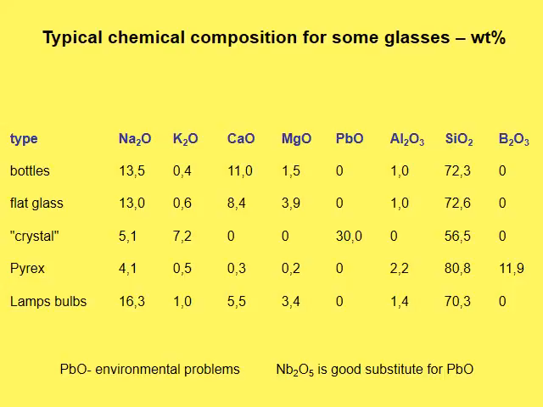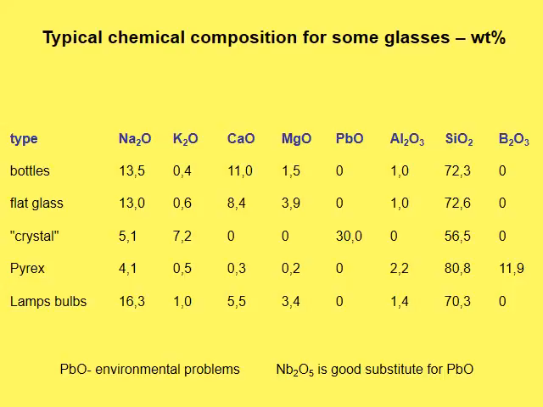Well, coming back to glasses preparation, this table shows the chemical composition of some known glasses, from bottles to lamp bulbs, and all compositions are based on silica. Other components are added to the glass batch to adjust properties.